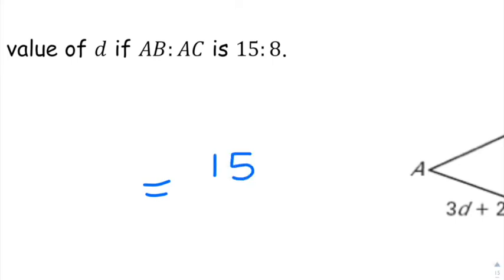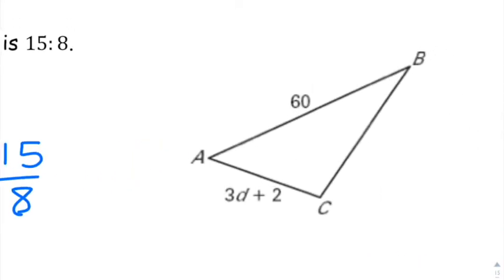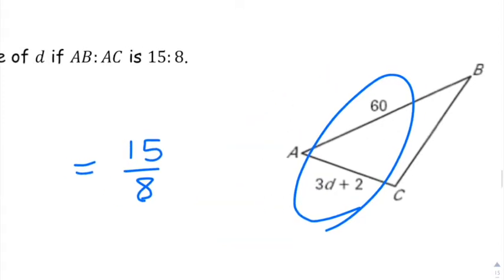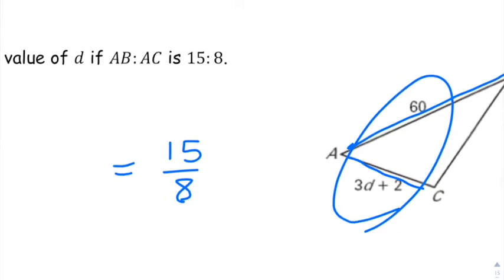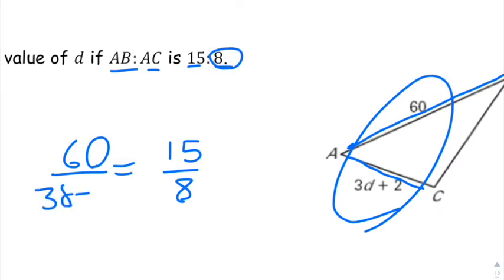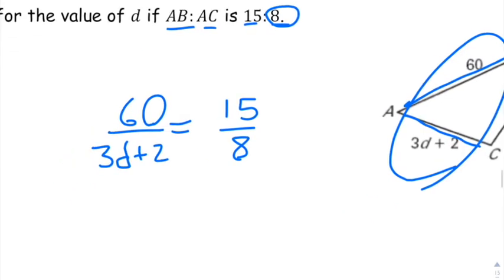We need to somehow incorporate that 15 to 8, and that apparently is a ratio of these two sides right here. So remember, it's AB right here, this side 60, and then to AC, which is the 3D plus 2. So notice here how everything corresponds. The AB corresponds with the 15. The AB also corresponds with the 60 from the figure. And the AC corresponds with the 8. So the AC also needs to correspond with the 3D plus 2. And then there you've got a proportion.